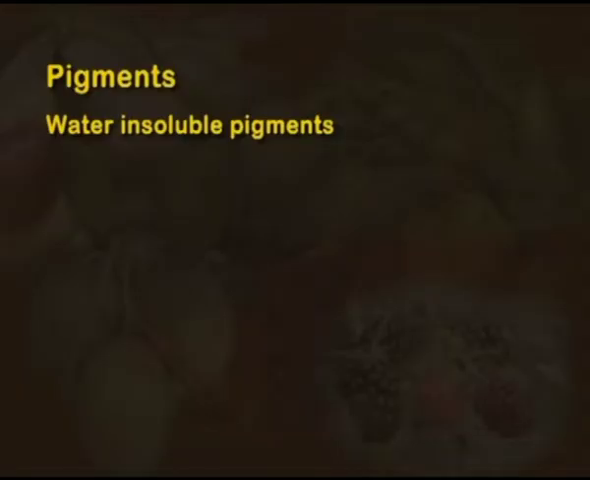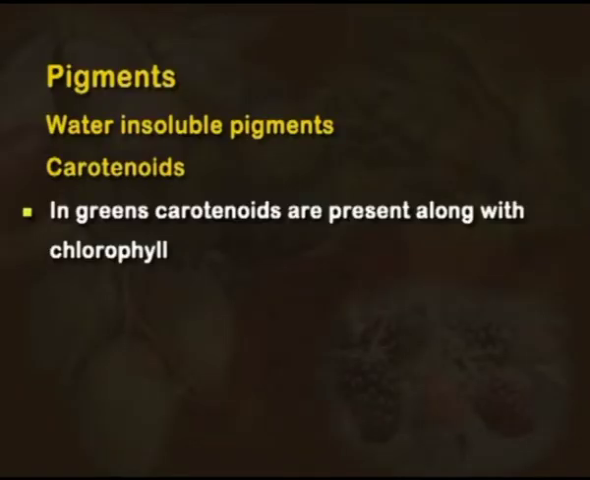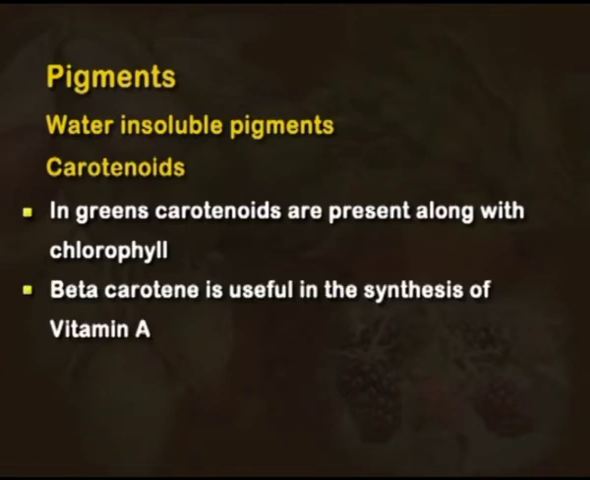Now chlorophyll A is found mostly in the florets of the blue green broccoli, and chlorophyll B is in the stalks. Now the second water insoluble pigment are the carotenoid pigments. They are seen mostly in the yellow, orange and red colored vegetables and fruits. Now in greens the carotenoids are present along with chlorophyll. Now beta carotene is useful as it is converted to vitamin A.